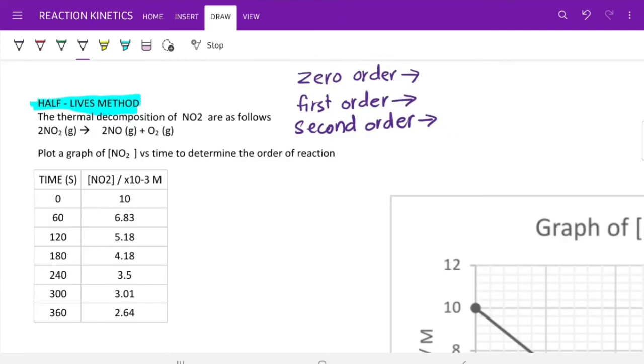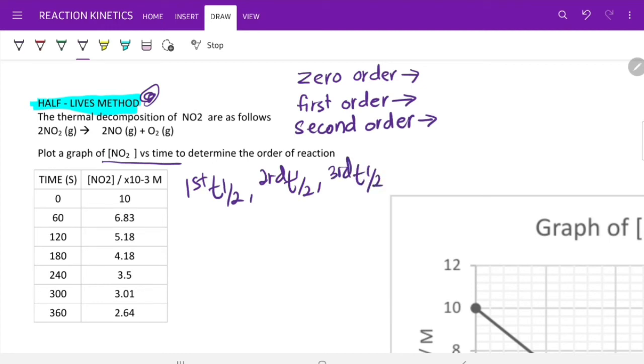Okay guys, so besides the linear graph method, you have another kind of graph to determine your order of reaction, which is known as the half-lives method. This half-lives method requires you to plot a graph of concentration versus time, and from that graph, you need to identify the value of the first half-life, the second half-life, and the third half-life. Then you're going to compare these three different values.